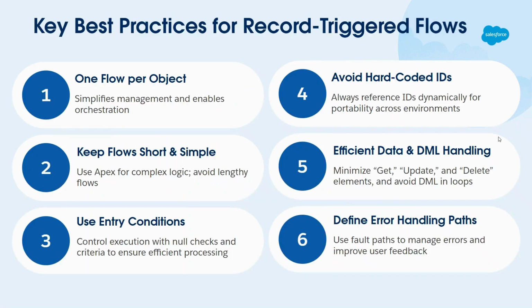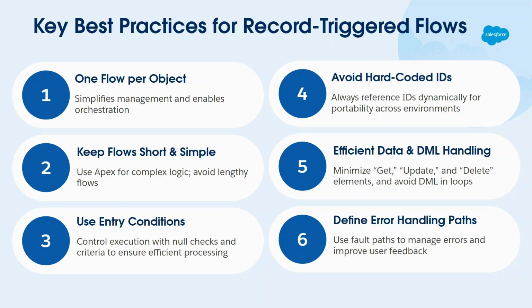So let's talk about some key best practices. The first one is one flow per object. There's really two schools of thought here. One of them is the one flow per object. It's a lot easier to have control over how the flow is going to run, especially if you have logic that has to execute before some other logic.